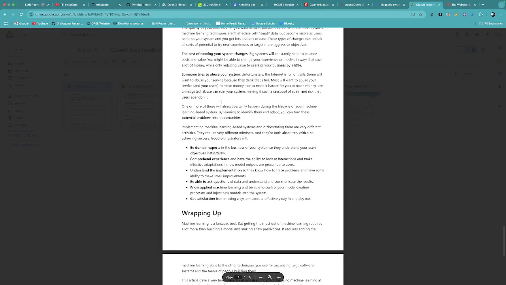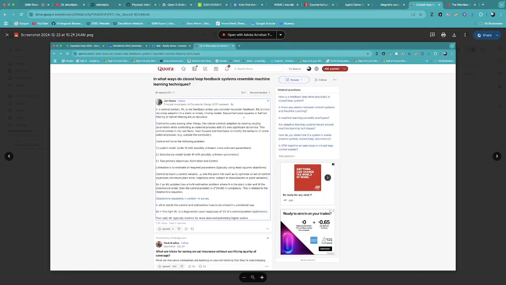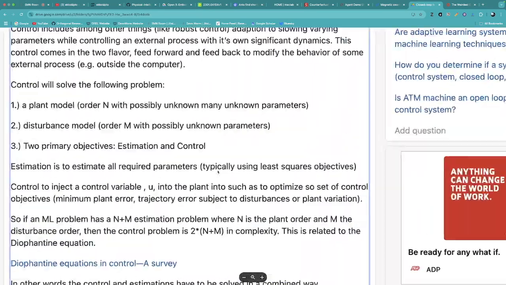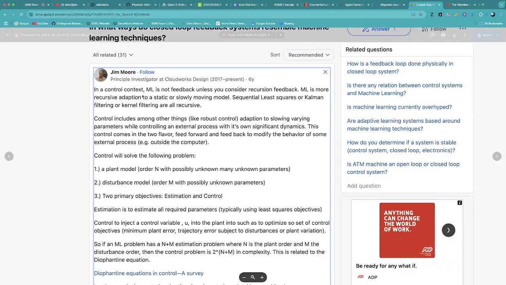So this is an interesting article here. Here's some other screenshots I took of a Quora discussion on this. This is where they asked people, in what ways do closed-loop feedback systems resemble machine learning techniques? So this is not how do you implement closed-loop feedback in machine learning, but it's a question of how do they resemble standard machine learning techniques. So some interesting comments here. Let me get this size here.